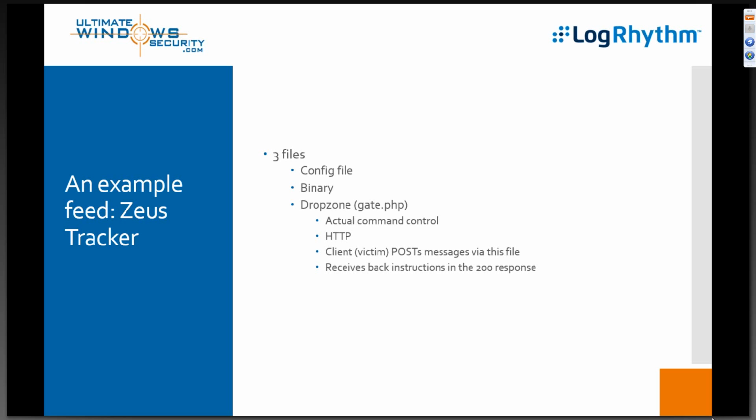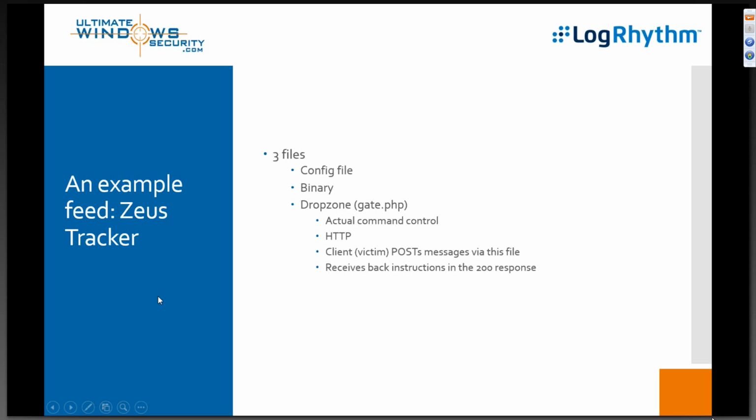It posts its messages to this file and then receives back instructions in the 200 OK response that the botnet sends back. So, you know, if you don't have specific technology for detecting Zeus, if you're watching these packets go back and forth, it looks like you're just communicating to an innocent web server over HTTP. You're posting messages to it, and then the way it communicates back is it sends the standard 200 OK message, but then there's additional data that's coming back in that.